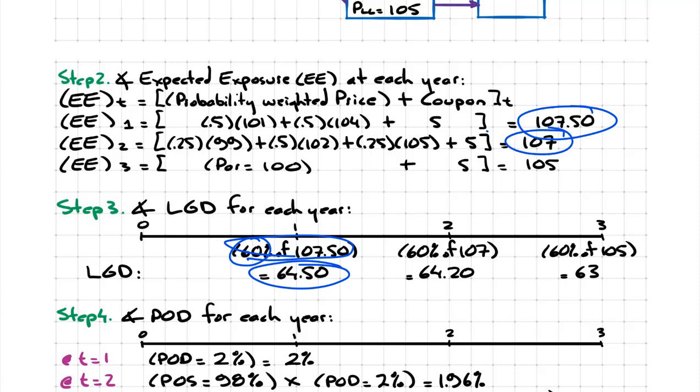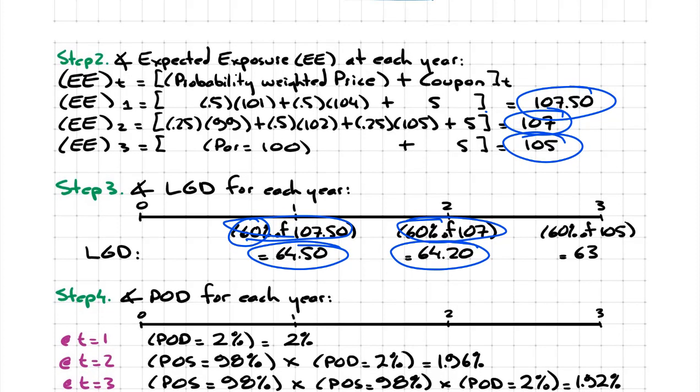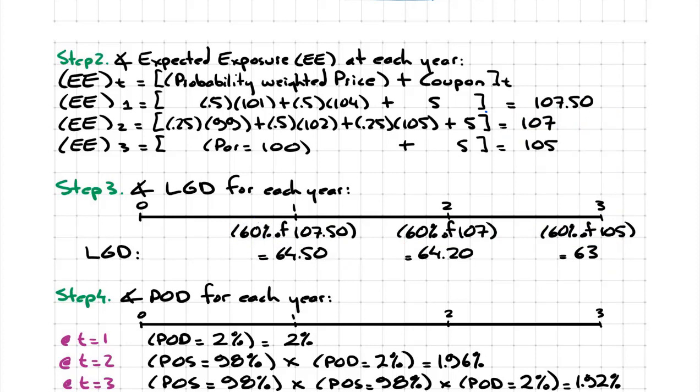In year 2, I'm entitled to a total amount of 107. Well, if they declare default at t equals 2, you could lose 60% of that, so you lose 64.20. And finally, if they declare default on their maturity date, you lose 60% of 105, so your loss would be $63. So that's how we start incorporating credit risk.